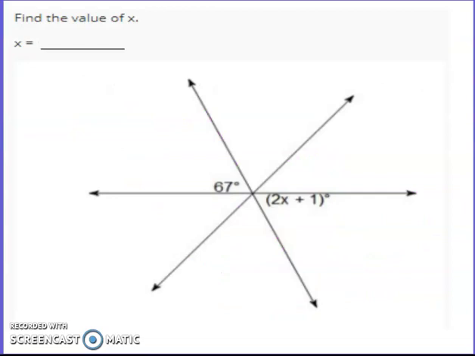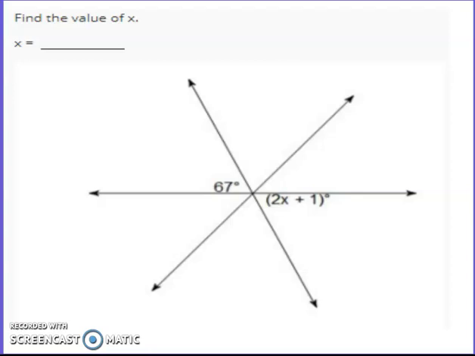Our last problem, we need to find the value of X. Now, if we look at that, we do have a lot of straight lines, which is awesome, except we don't know what the values are, and you cannot assume what the values are. Just because it looks like 67, unless it is a vertical angle from 67, you cannot assume that any of the rest of them are.